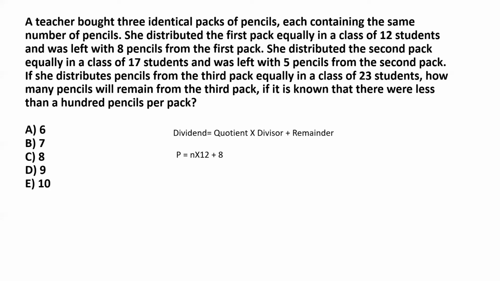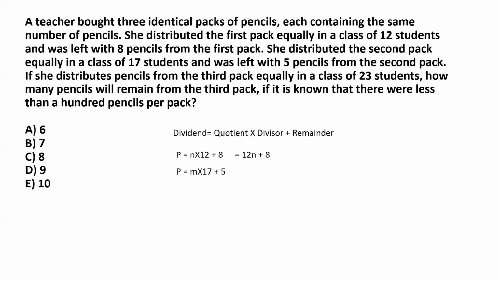So P is equal to n multiplied by 12 plus 8. And that comes to 12n plus 8. So that's the first one that we get from this very basic rule on dividend, quotient, divisor, and remainder. So what about the next one? So we can basically do the same thing for the next one, right?